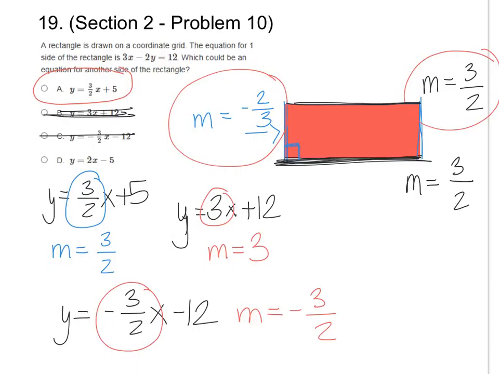And then our last equation is y equals 2x minus 5. The slope is right here. The slope is equal to 2. So that is not one of the slopes I'm looking for. So it looks like I did it correctly. The answer is A, because equation A has a slope of 3/2, and the given equation also had a slope of 3/2. And lines that have the same slope are parallel. So the answer is A.